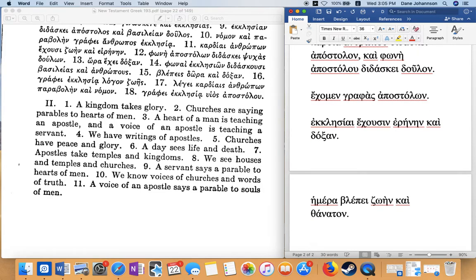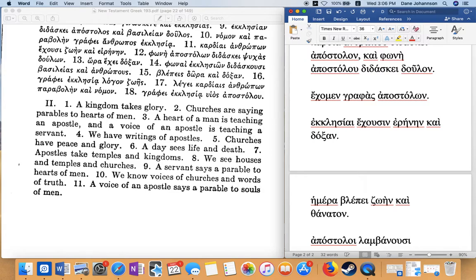Number seven, apostles take temples. So apostoloi, plural, nominative, masculine. Oh, it would actually be apostoloi, yeah, I'm used to that. Apostles, they take. So what is they take? Well, if lambanein is to take, lambano is I take. We've seen what they, because they is the apostoloi, the apostles. Apostles take.